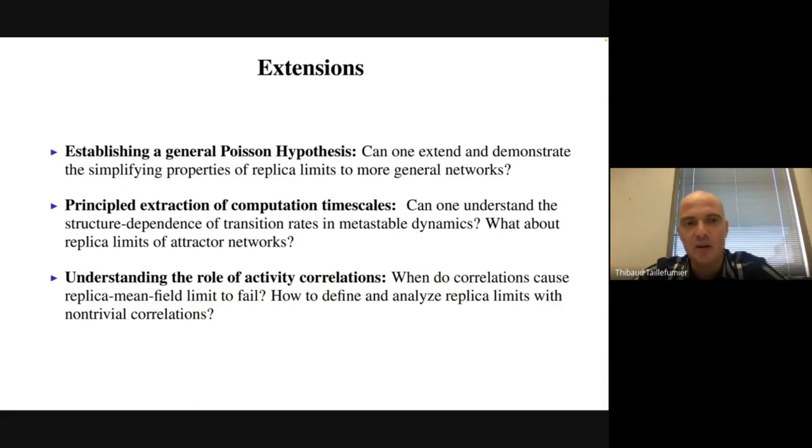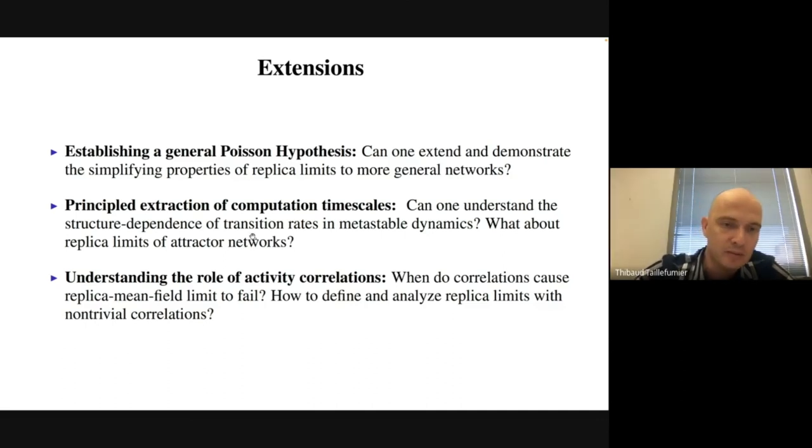So there's a few natural extensions from this work. The first one has to do with the theory, meaning can you establish the Poisson hypothesis under general conditions, and can you extend it to even models that are not stochastic in nature, such as a deterministic one? Then there's the extension I already mentioned, which is having a more principle-based approach to extract the metastable timescale, and can we do that in more generic networks?